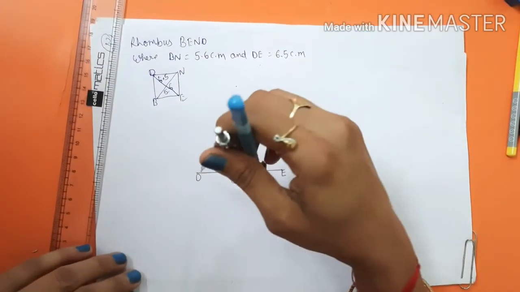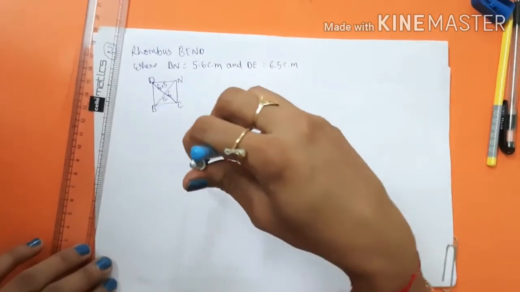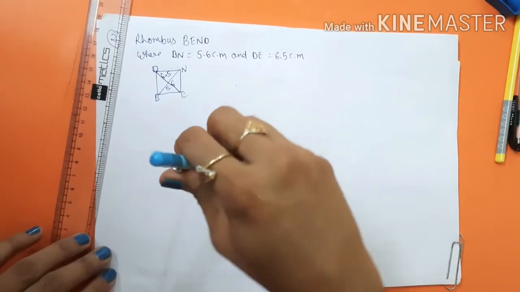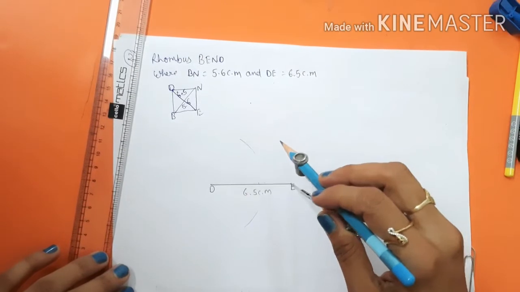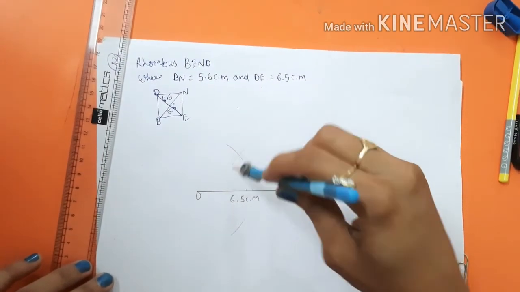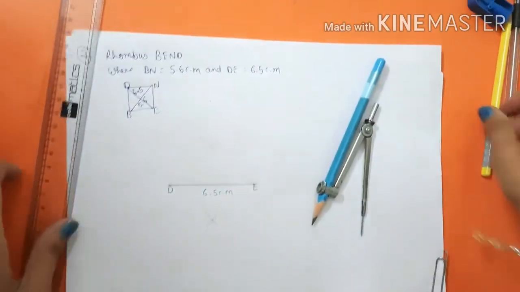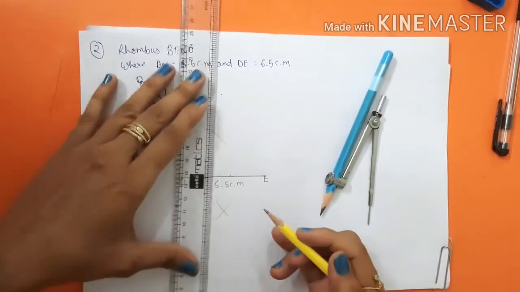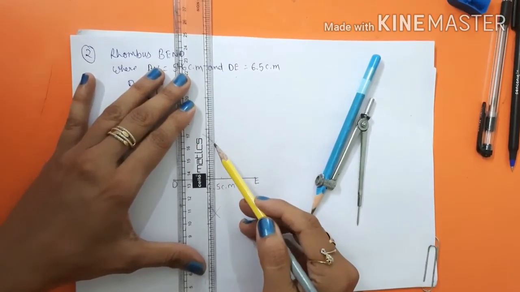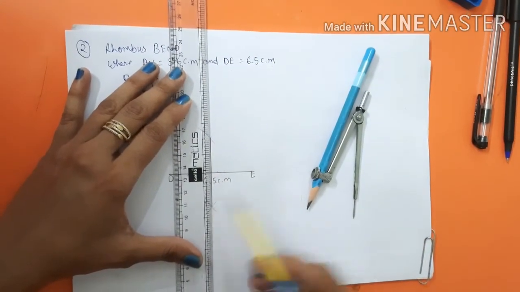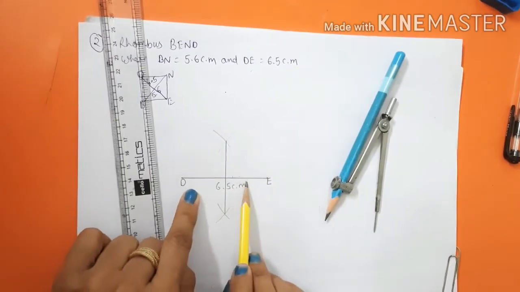Now we'll draw a perpendicular bisector. We'll take more than half of this line and we'll cut arcs on both sides. Center D, we'll cut arcs on both sides. And with the center E, we'll cut arcs on both sides. Now this is the perpendicular bisector. We'll join both the points. That means we have bisected this line. That means both the sides are equal parts.